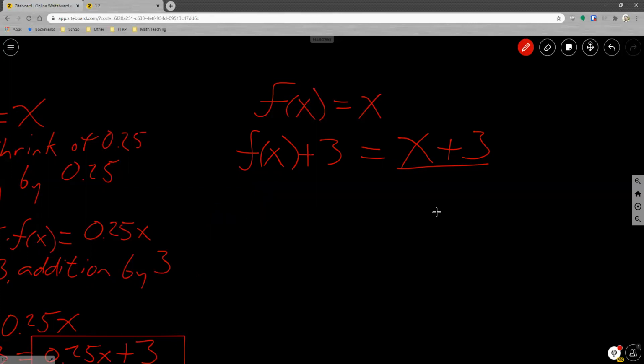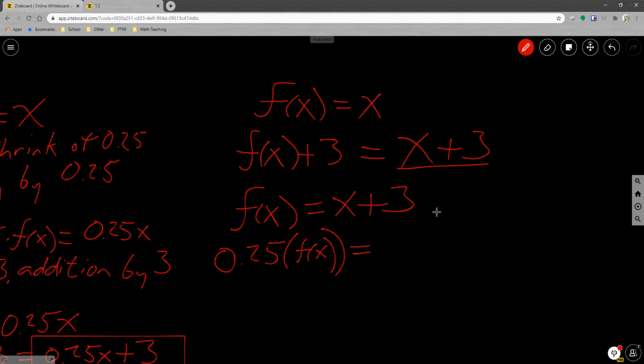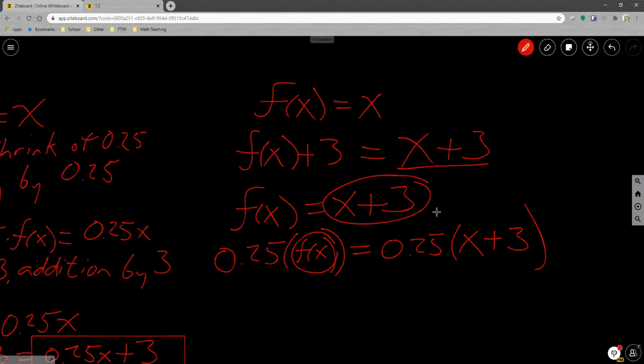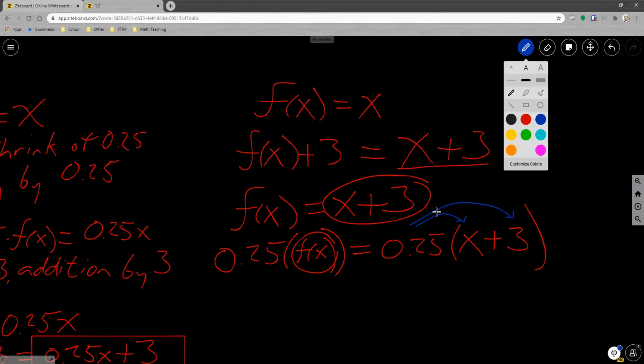Let me rewrite this. I'm just going to call this a new f of x right now. If my f of x is x plus 3, and I'm multiplying it by 0.25, I get 0.25 times f of x, which is going to equal 0.25 times x plus 3. Because remember, f of x is my entire function. If I do the 0.25 second, I have to multiply it by the entire function as it is at that step. So I end up doing the distributive property.